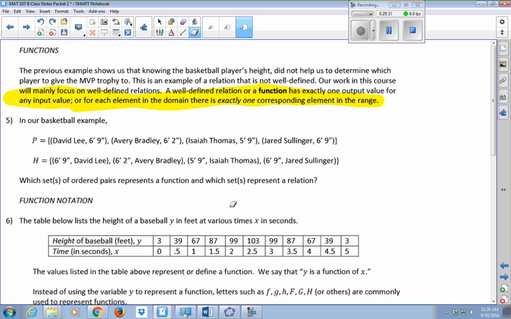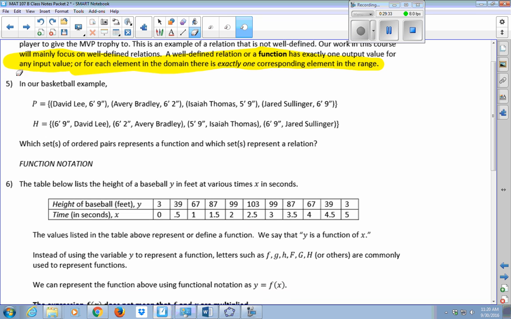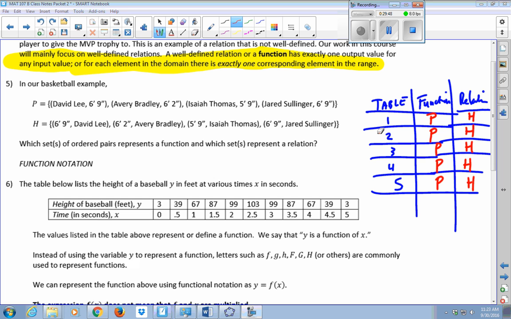All right, so in our basketball example, at your seats, decide which set of ordered pairs represents a function and which set of ordered pairs represents a relation. So at your seats, write that down, and when you have consensus, put up your flag. So given that there's total consensus in this classroom, everybody answered this question exactly the same, it must be correct, right? Should be. Hopefully.